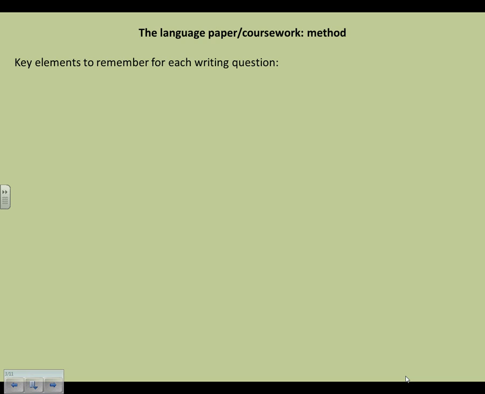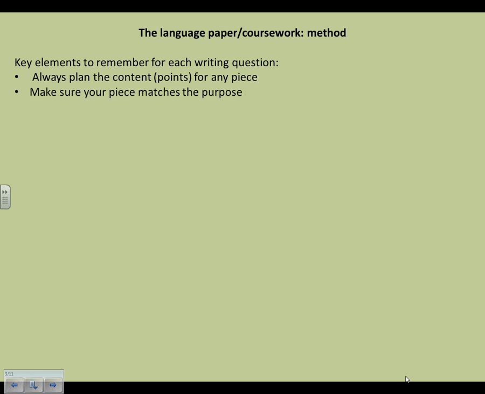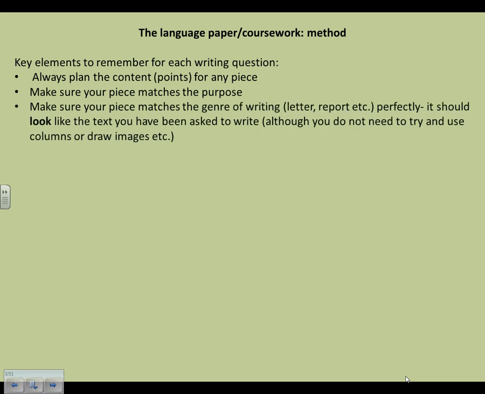Okay, to achieve perfect marks for any piece of writing, whether it be for your coursework currently or for the exams, you should always include a plan. You should always make sure your piece matches the purpose, so you're writing to persuade, to advise, etc. Make sure the piece matches the genre perfectly. So today we're looking at creative writing, but do you know how to write a letter exactly correctly? Do you know how to write a leaflet or a report exactly how it should be done? If you don't, then you need to revise. Use these videos I have to help you.